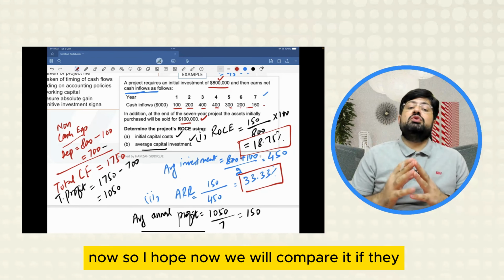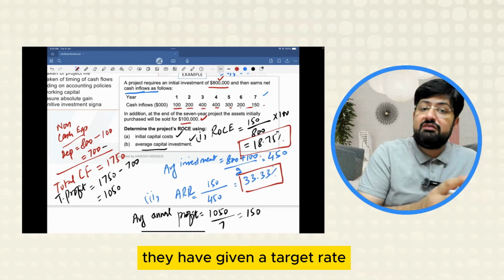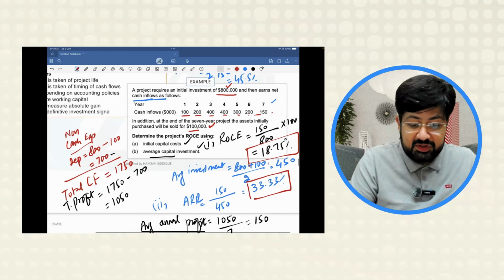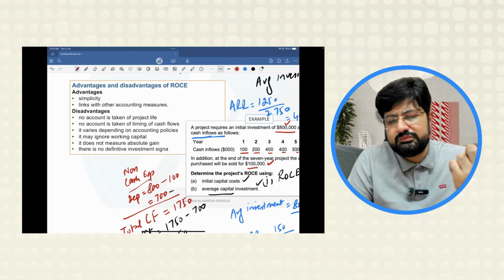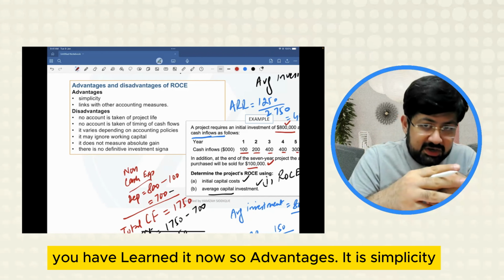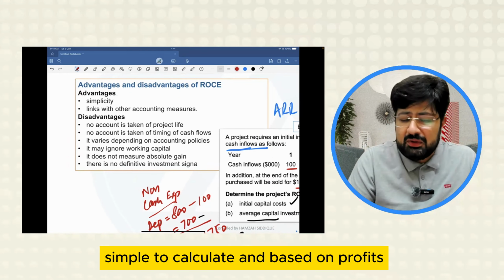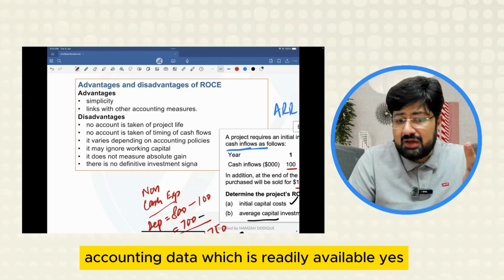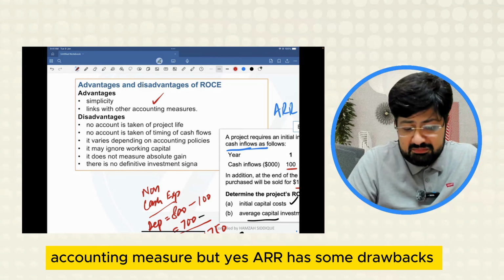Now, I hope we will compare it. If they have given a target rate, we can compare and make a decision. In the exam, you will normally be required to calculate in one way, but even if they ask both ways, you can calculate now. You have learned it. So the advantages: it is simple to calculate, and based on profits, accounting data which is readily available, an accounting measure.